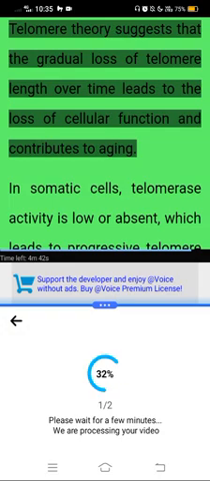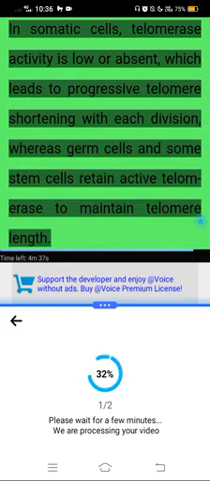Telomere theory suggests that the gradual loss of telomere length over time leads to the loss of cellular function and contributes to aging. In somatic cells, telomerase activity is low or absent, which leads to progressive telomere shortening with each division, whereas germ cells and some stem cells retain active telomerase to maintain telomere length.